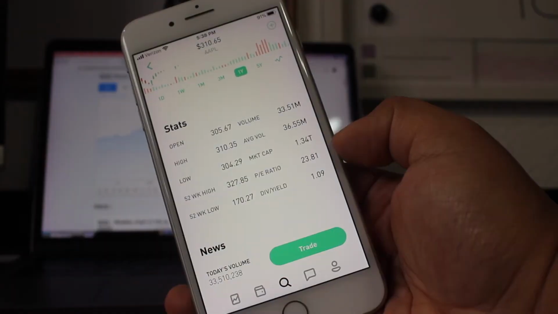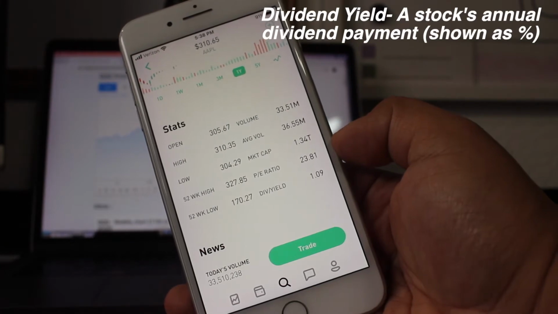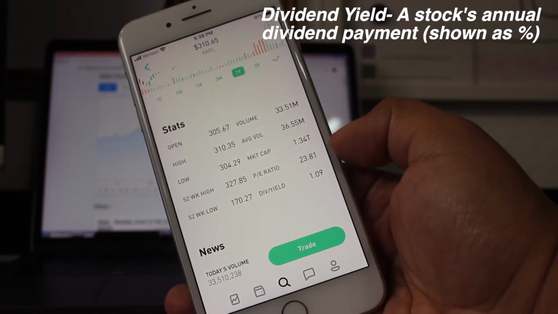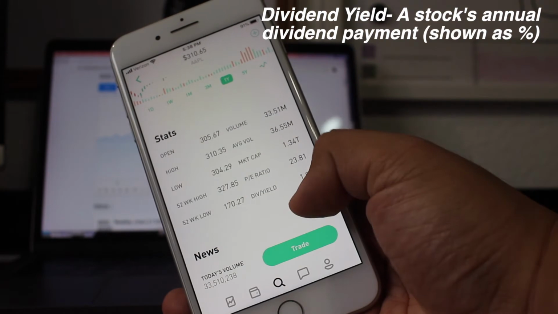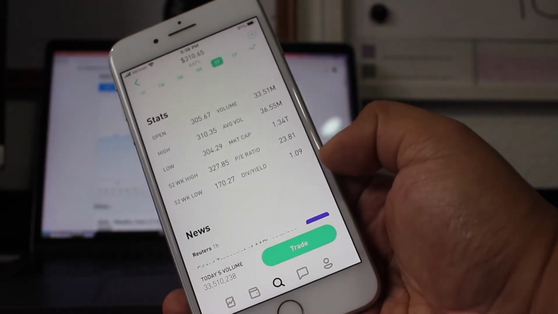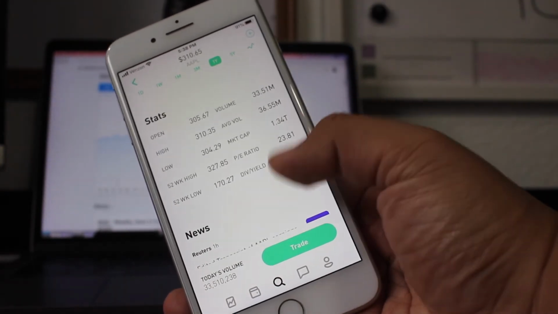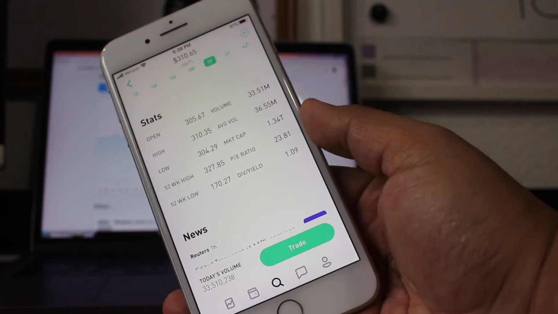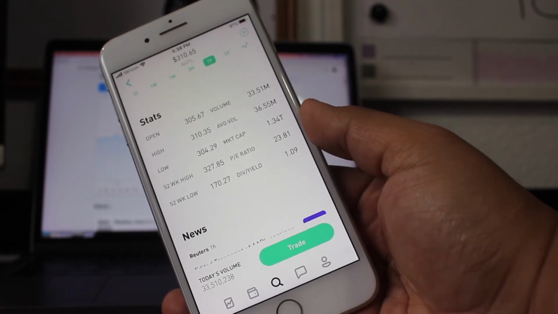Now going under that, we have a dividend yield. What that is essentially the amount of money that a company is going to pay a shareholder for owning it over the course of a year. Essentially, this is displayed as a percentage. So as you can see, Apple does pay a 1.09% dividend yield. So the thing about dividend yields is that not all companies have them, and it's usually the more mature companies that tend to pay these dividends.